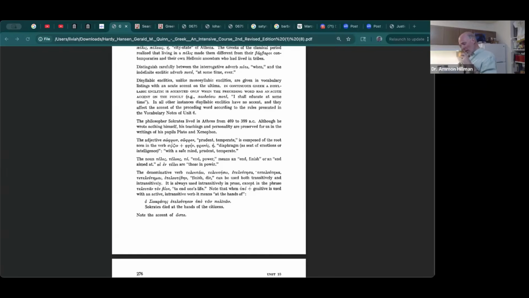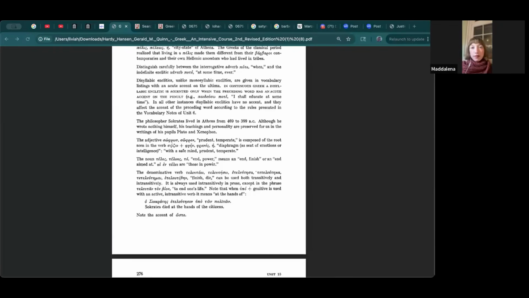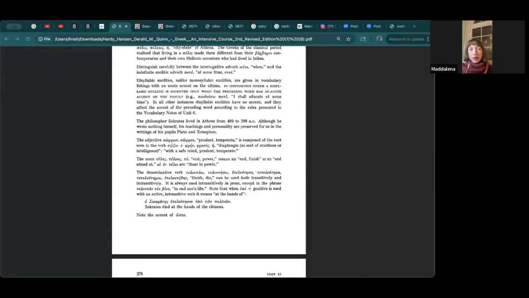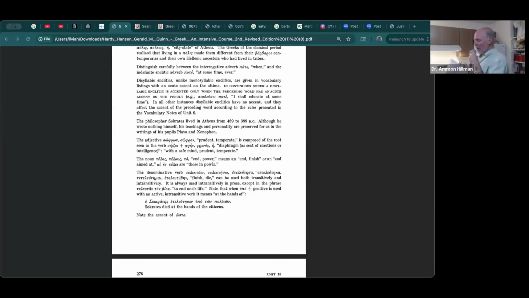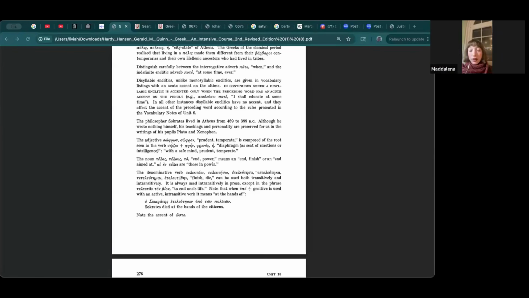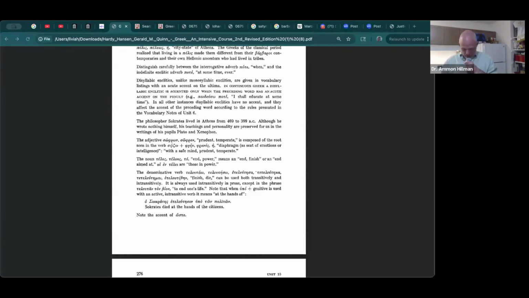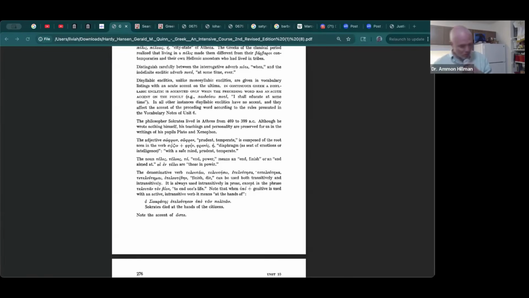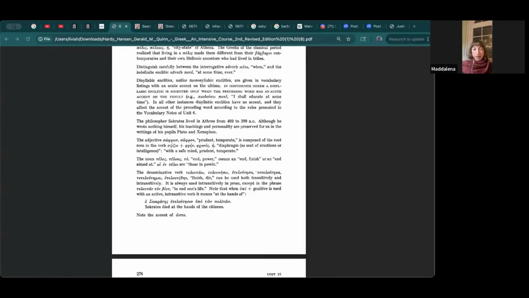So 245, cover the right side of the page. What about nikao, the verb nikao? To win. Good. How about the verb poieo? Is that do or make? Do. Good. How about at the top, the verb adikeo? Do wrong. Good. To do somebody wrong, unjust. And what about the noun at the bottom, hudor? Water. Good, hydration and all that.